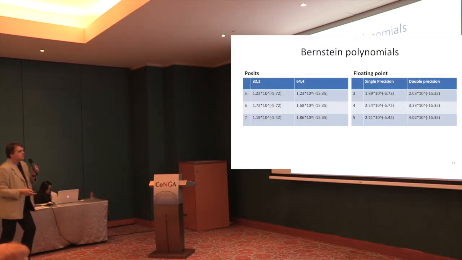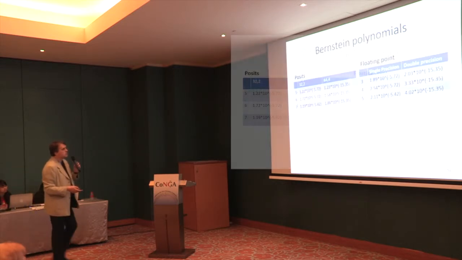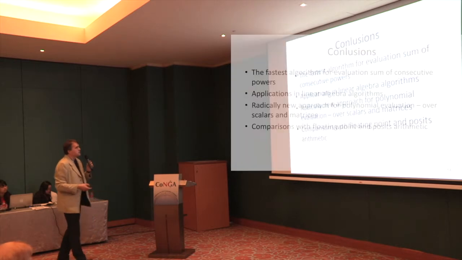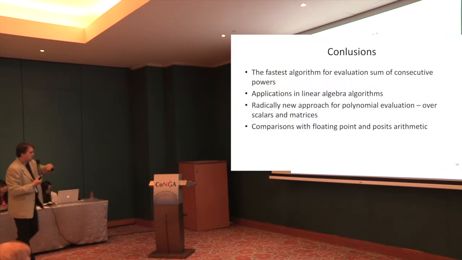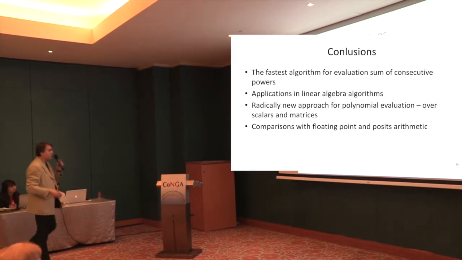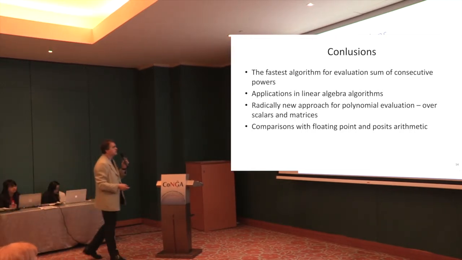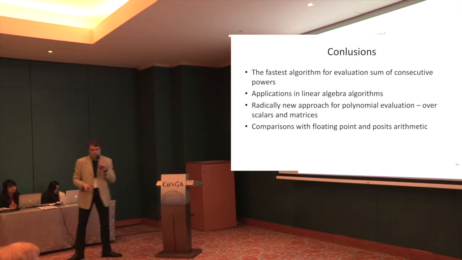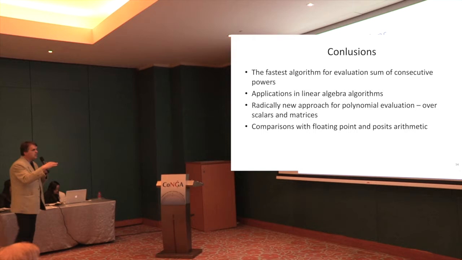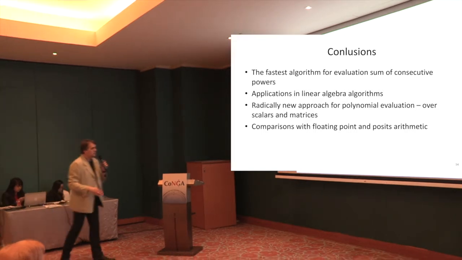In the case of Bernstein polynomials we see a similar picture, and in the case of Wilkinson polynomials as well. So to conclude my talk, I think I'm right on time. We are offering for now the fastest algorithm for evaluating a sum of consecutive powers. Is it the fastest algorithm fundamentally? I don't think so. Maybe it is possible to reduce the constant from 1.7 below that.